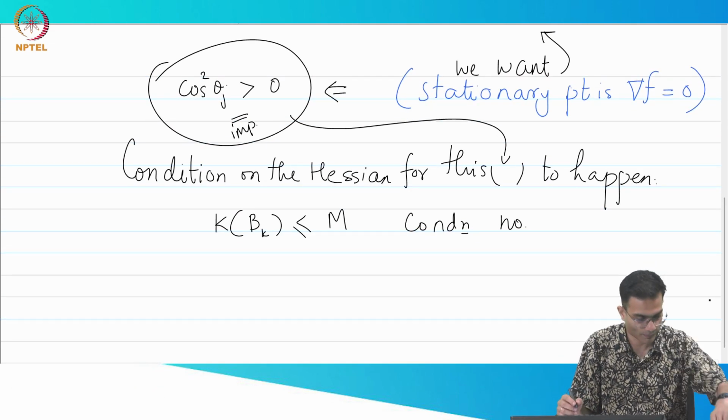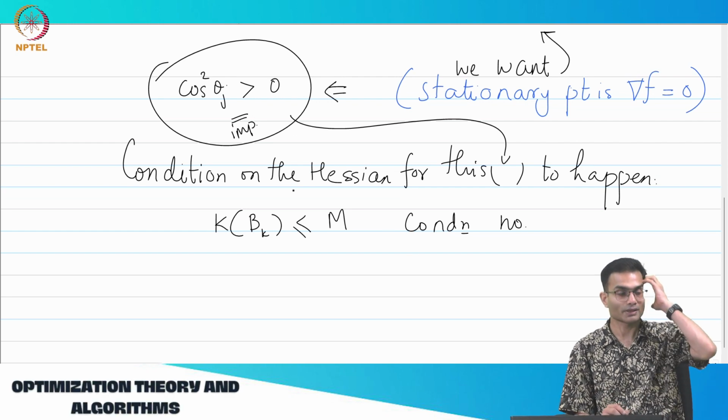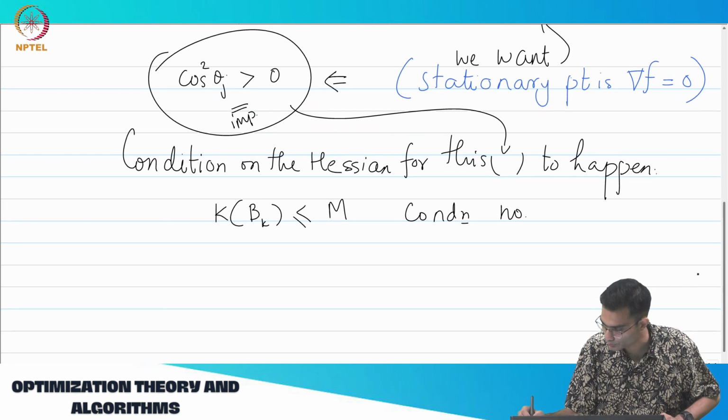So how does this lead to cos theta j being greater than 0? Okay, so let's look at the proof.